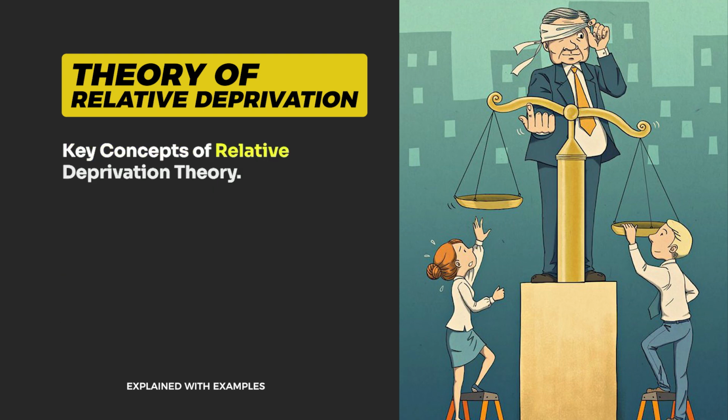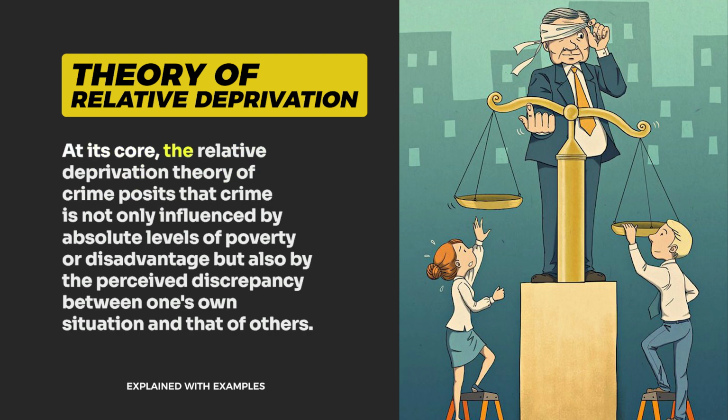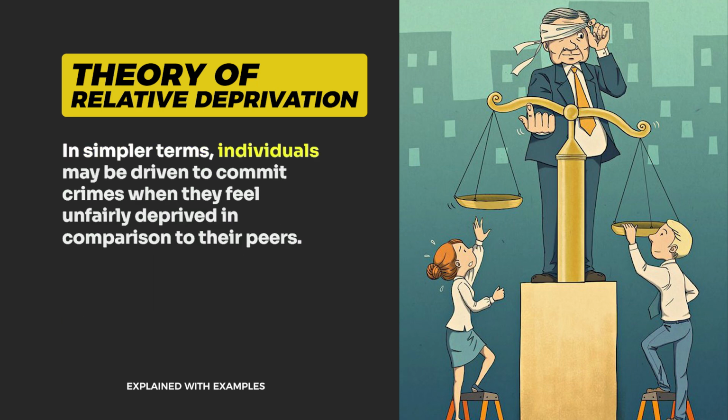Key concepts of relative deprivation theory. At its core, the relative deprivation theory of crime posits that crime is not only influenced by absolute levels of poverty or disadvantage, but also by the perceived discrepancy between one's own situation and that of others. In simpler terms, individuals may be driven to commit crimes when they feel unfairly deprived in comparison to their peers.